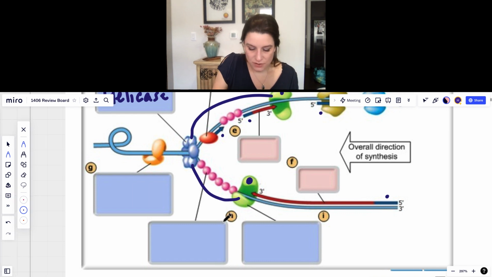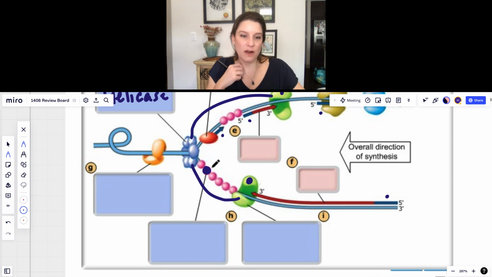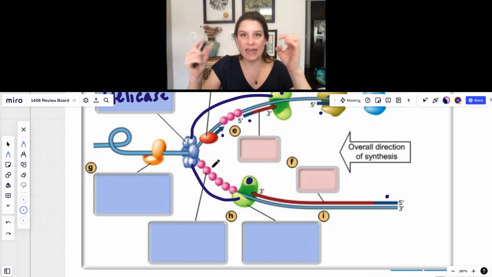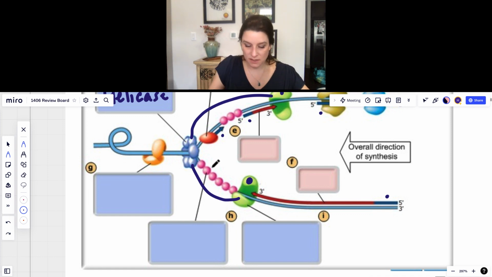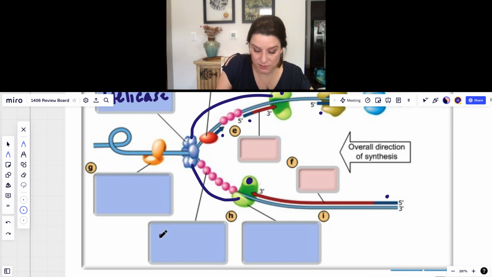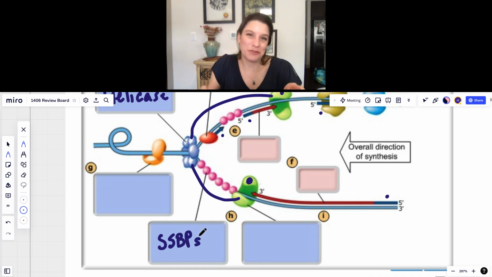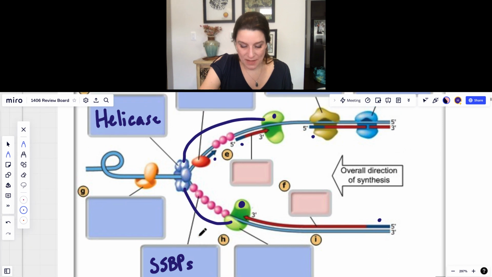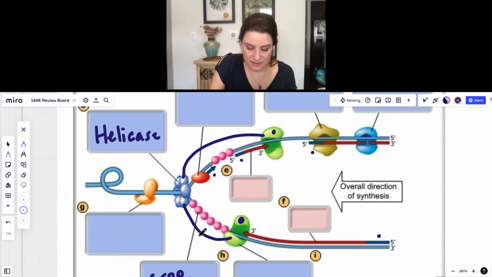Yes, H. So the little pink balls are actually keeping the DNA from going back together, because the hydrogen bonds would just stick back together. You have to have something there to prevent them from sticking back together and resealing the helix. So these are just single strand binding proteins, because they bind the single strand. And then you can see the single strand binding proteins come off, and you have this guy here.